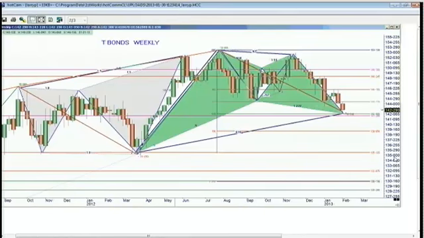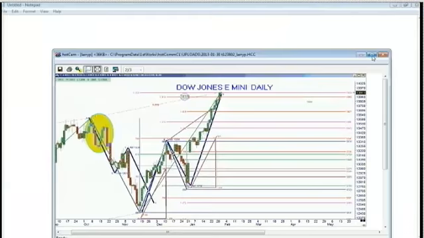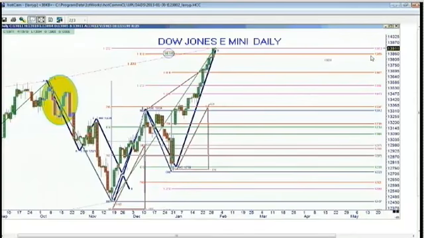Now I'm going to put into Tiger TV the Dow Jones E-mini daily, and it shows the time and price parameters that we put in last week, and we are 2 days past the exact date that we were looking for.